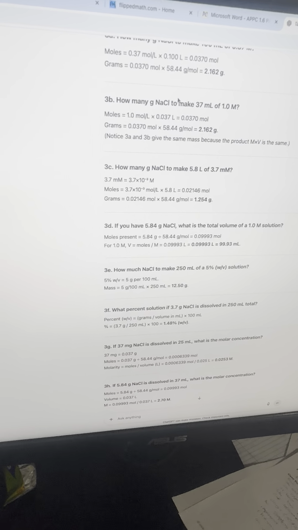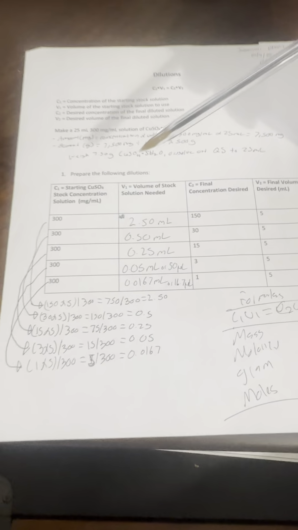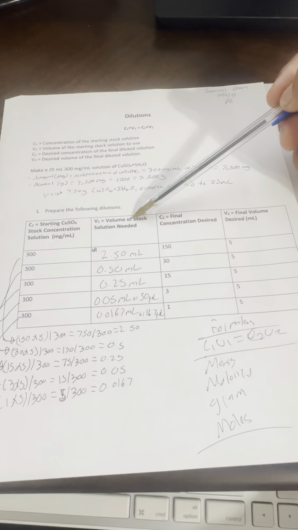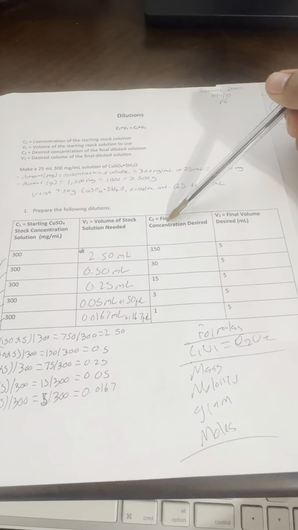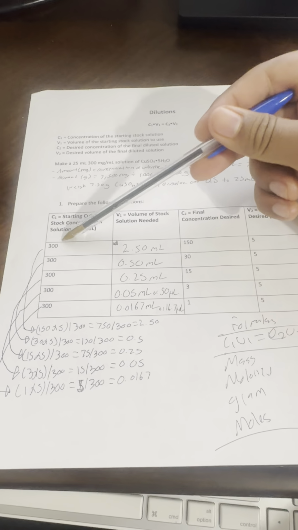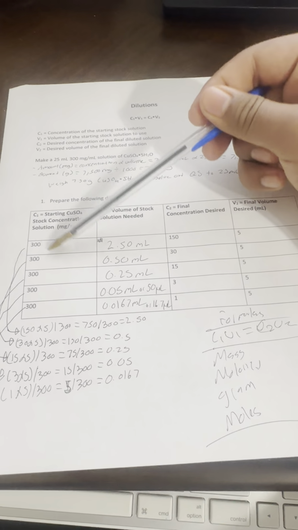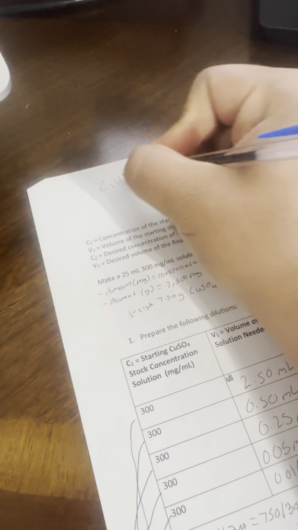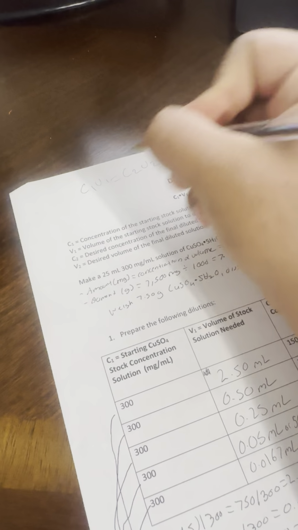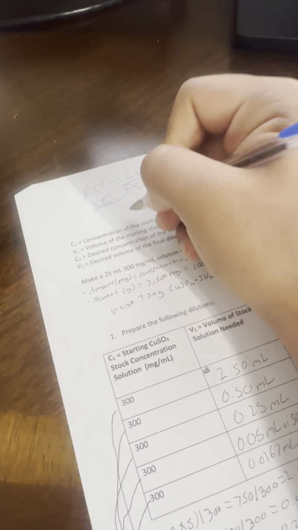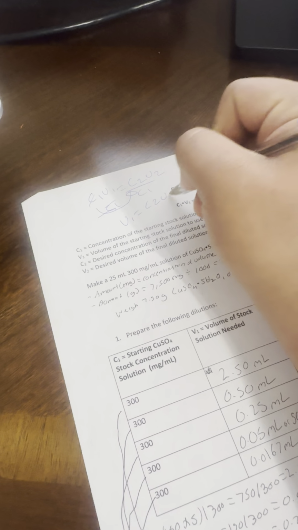Let me see if I can show you this. All right, so now this is a little bit simpler to understand. So this is C1, V1, C2, V2. So we need to find V1 here. To find V1, we multiply C2, so 150, for the first one, 150 times V2, which is 5, divided by C1. Remember how it goes: since C1 V1 is equal to C2 V2, we can bring C1 under here, divided by C1, cancel out, so we have V1 equal to C2 V2 divided by C1.